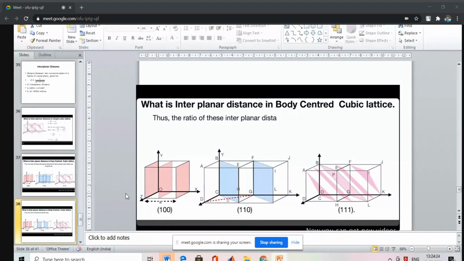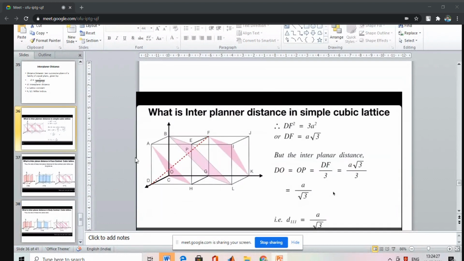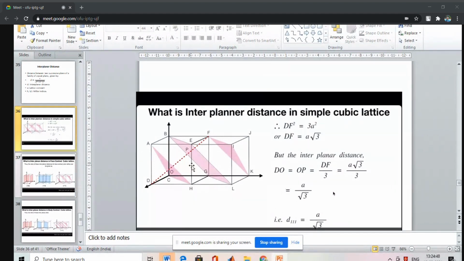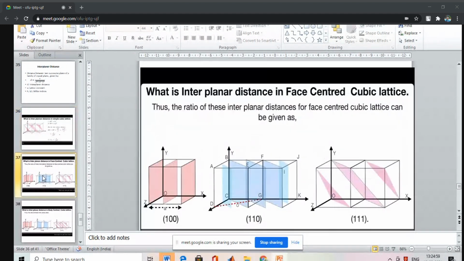Okay. Then in 1, 1, 1 plane, in SCC, D is A upon root 3. Then you see in FCC, the same planes are there. See this third diagram, 1, 1, 1. This is of FCC. And this is also of FCC. So they are same. And so interplanar spacing for the set of planes 1, 1, 1 in SCC and FCC will remain same. Okay.